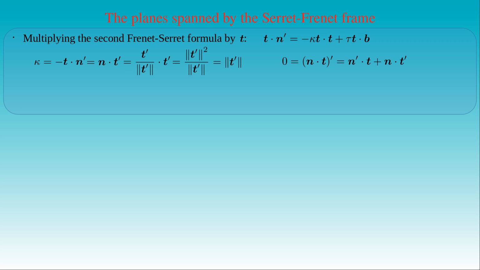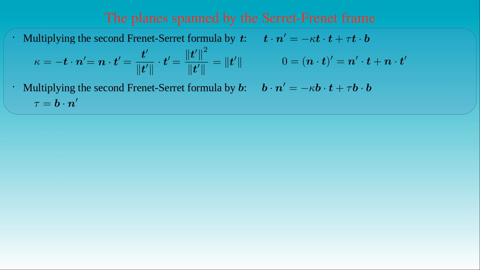We can also multiply the second Frenet-Serret formula by the binormal vector b. Here, b times n prime is equal to minus kappa times the dot product of b and t, plus tau times the dot product of b with itself. As b times t vanishes and b is a unit vector, we can write tau as the dot product of b and the derivative of n. We can use the anti-symmetry of the matrix Aij again, with b equal to e3 and n equal to e2. That gives minus n times b prime for the function tau, which is just its definition. Then we see that the second Frenet-Serret formula gives a completely consistent result.